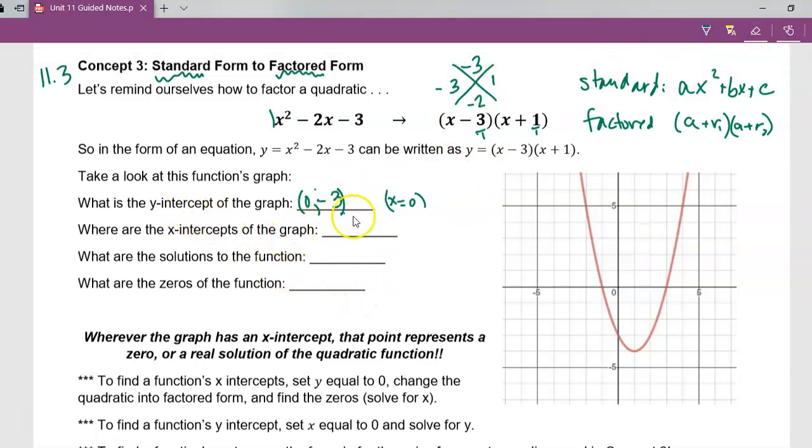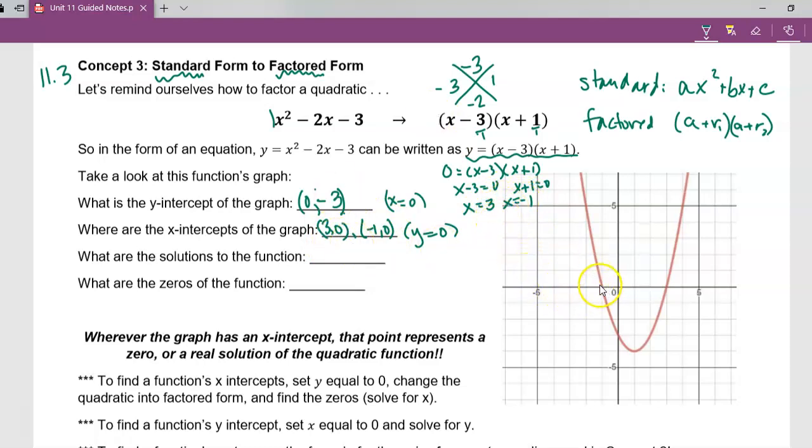To find the x-intercepts, we do the same thing, but we replace y with 0 instead of x. So this one, you'll definitely want to use this form when you put y as 0. And then you're solving each of these factors for x. So x is 3 and negative 1. And so basically that's the same as finding the solutions or the zeros of the function.